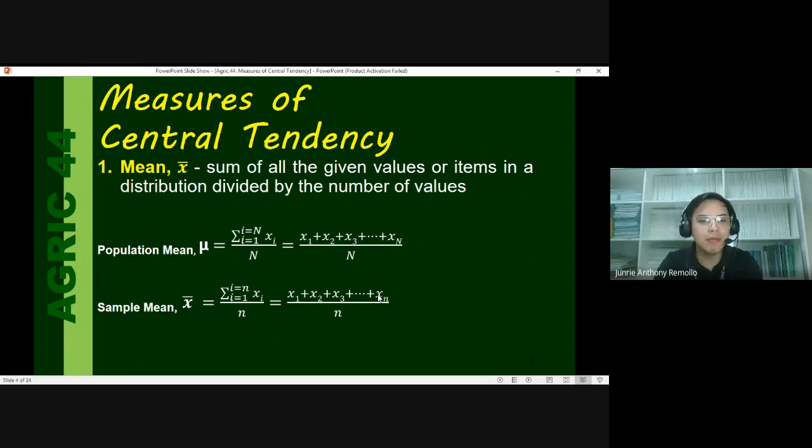The only difference between a population mean and the sample mean is, as I've mentioned, the population mean is denoted or symbolized by mu. On the other hand, the sample mean is x bar. And in terms of the number of values, the population size is denoted by a capital N, whereas the sample size is a small n.